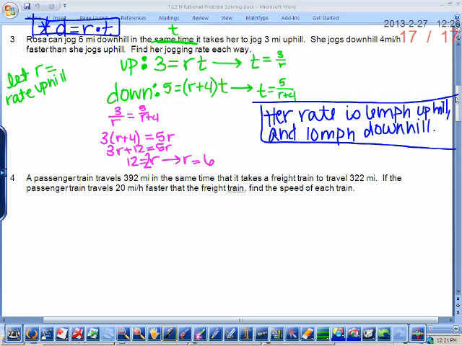Questions on that one? Okay, please go ahead and set up number 4. You don't need to go ahead and solve it. I just need you to get to kind of this step right here, the equation that you could keep solving. Make sure you define your variable and set it up.